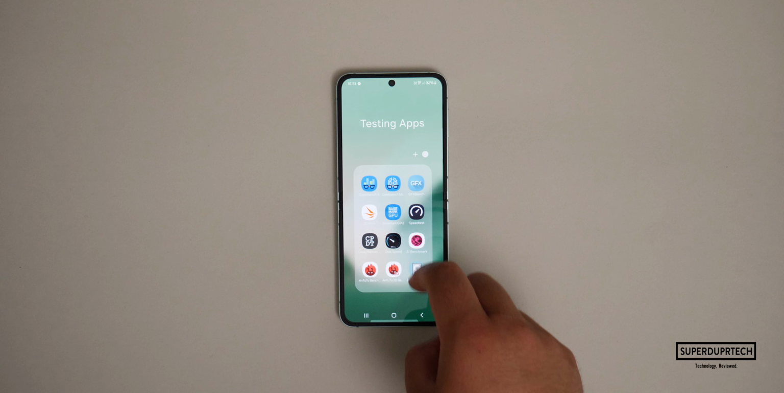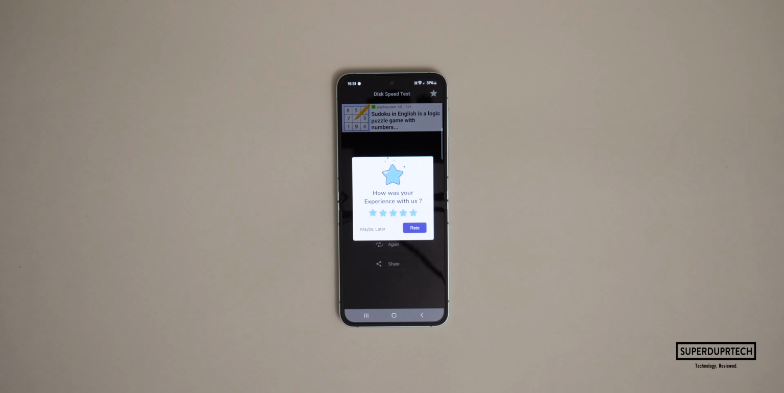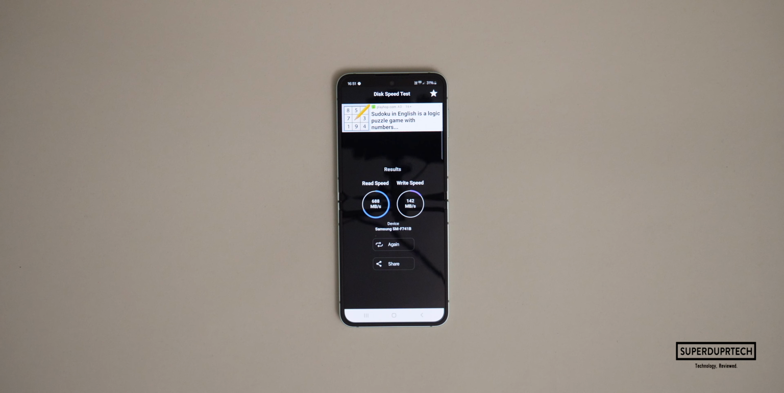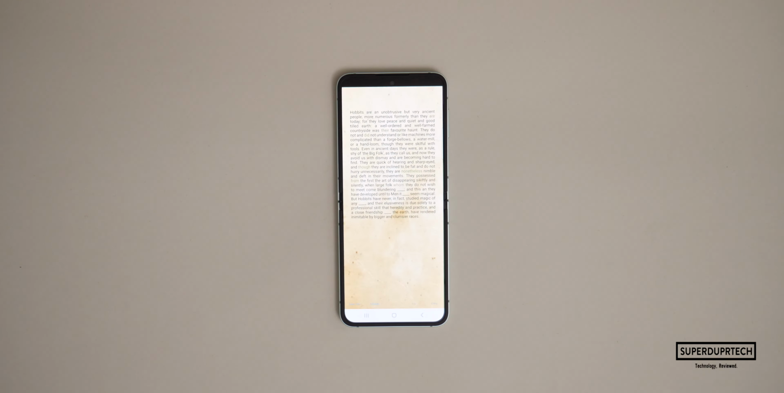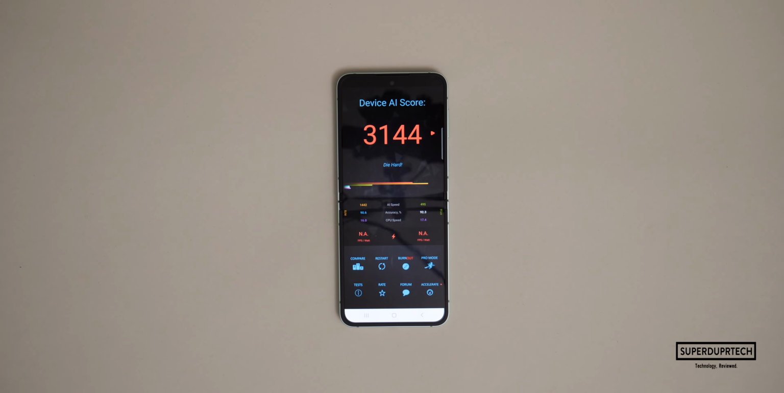I then ran another disk speed test to see if it was just differences between applications, and yeah, there was no difference, with the Z Flip 6 coming in with read speeds of 688 megabytes per second with write speeds of 142 megabytes per second, and this is in stark contrast to what we've seen with the S24 lineup of smartphones. I then ran the AI benchmark and got scores of 3144, which is in line with what we saw with the S24 Ultra, with it scoring 3186.